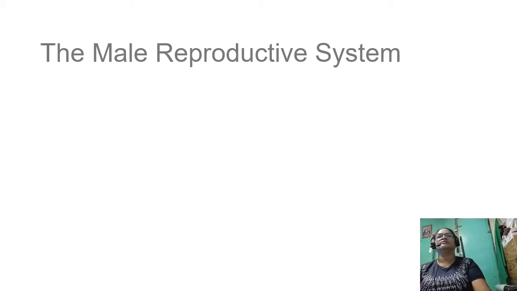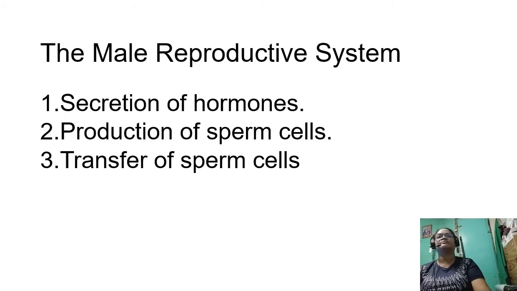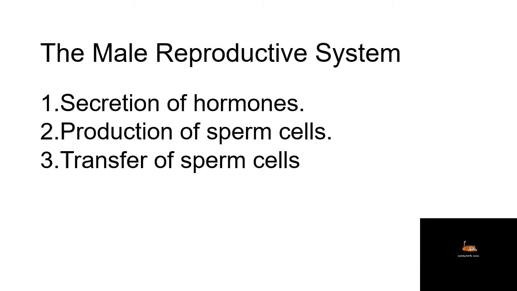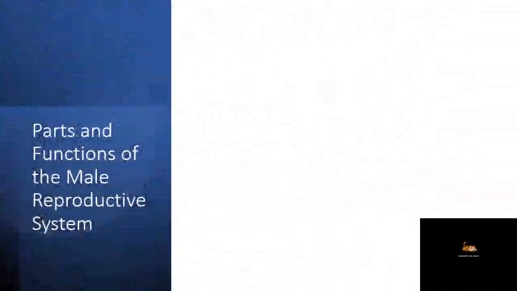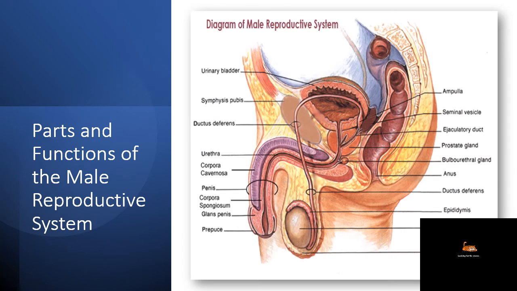We'll move now to the male reproductive system and how it functions. The male reproductive system is responsible for the secretion of hormones, the production of sperm cells, and the transfer of sperm cells. Let's look at the different parts and functions of the male reproductive system.